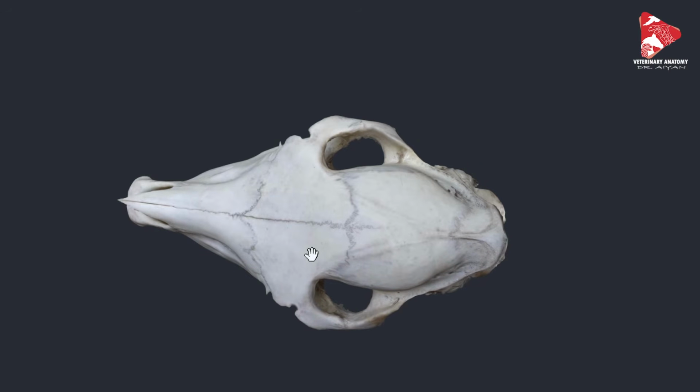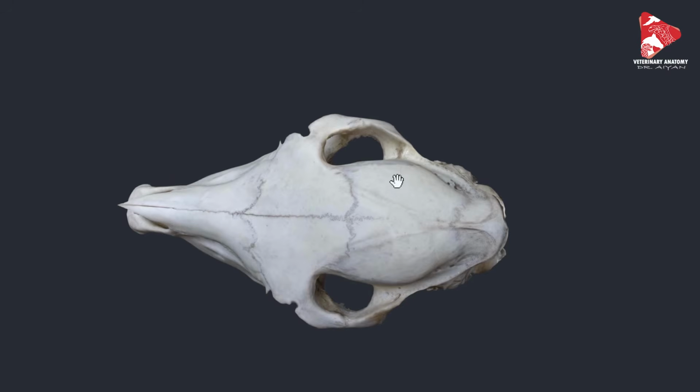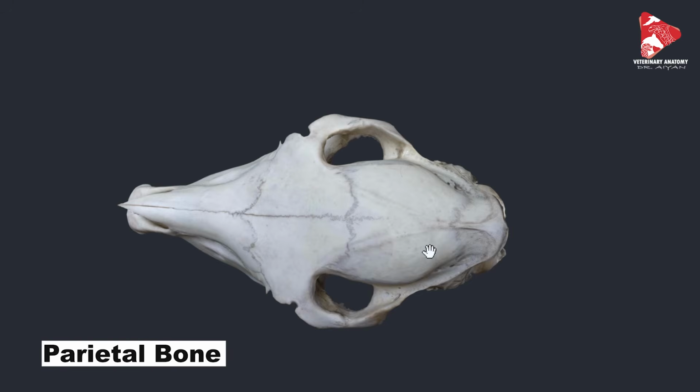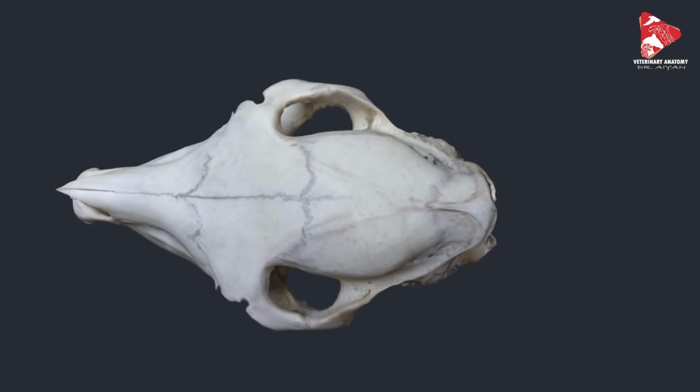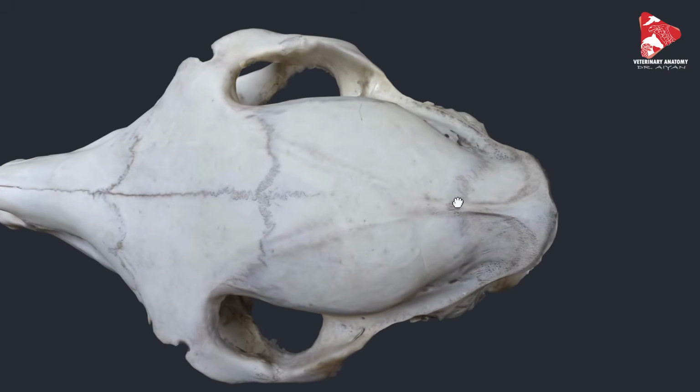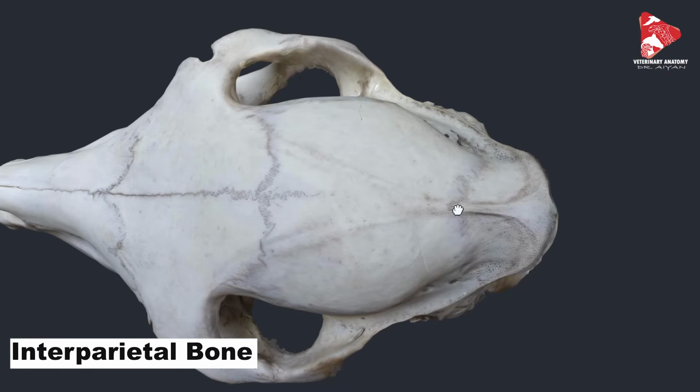They are paired. That means we have one on the right side, one on the left side. Here in this area we have the parietal bones. They are also paired, one on the right side, one on the left side. So this is the parietal bone. And here in this area we have a single small bone located normally in all animals between the parietal bones, and that's why we name it the interparietal bone, located in this area here.